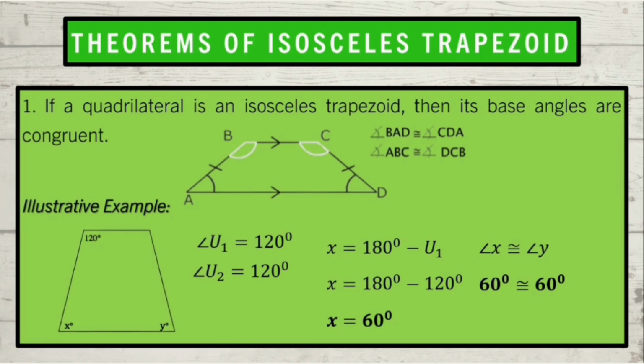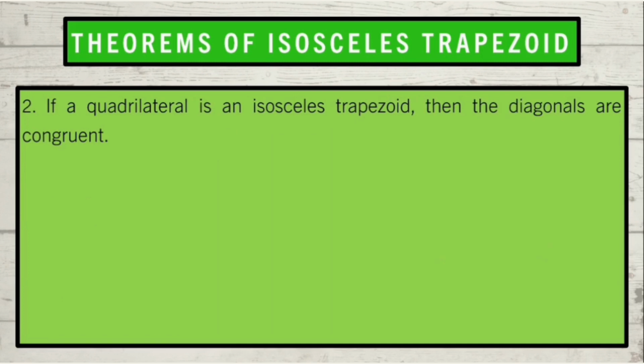Let us move on to the second theorem of an isosceles trapezoid. It states that if a quadrilateral is an isosceles trapezoid, then the diagonals are congruent. Draw isosceles trapezoid ABCD, then I want you to draw the diagonals of trapezoid ABCD. Do you remember what diagonals are? Well, a diagonal is a line segment joining two non-consecutive vertices.